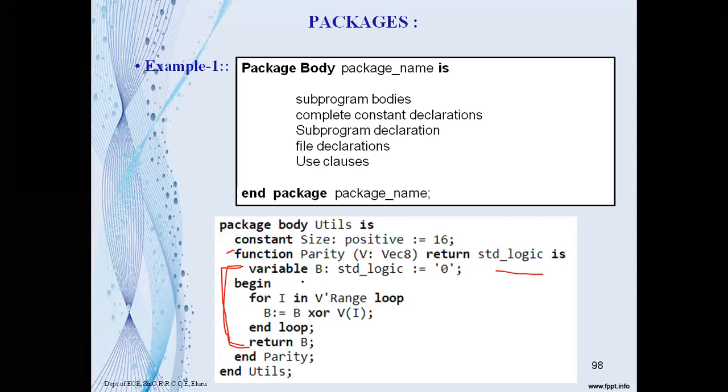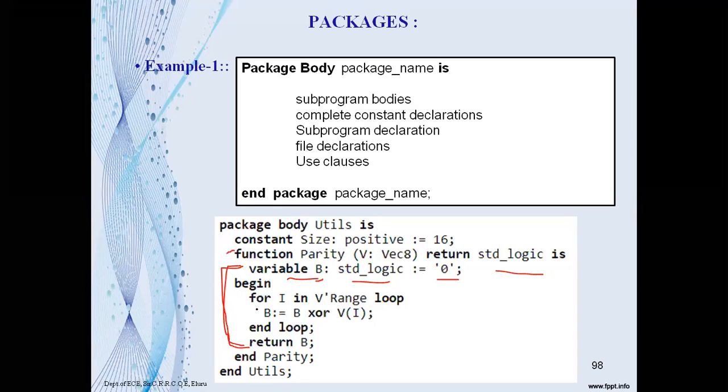Now what are the statements inside the function? Here we are declaring the variable B, which is of type standard logic with an initial value of 0, right? And then we start writing the actual operation of the function.